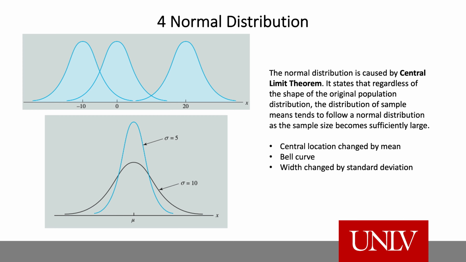The width of this bell is controlled by the standard deviation. When the standard deviation is large, the curve becomes wider and flatter, meaning the data are more spread out. When the standard deviation is small, the curve becomes narrower and taller, meaning the data are tightly clustered around the mean.